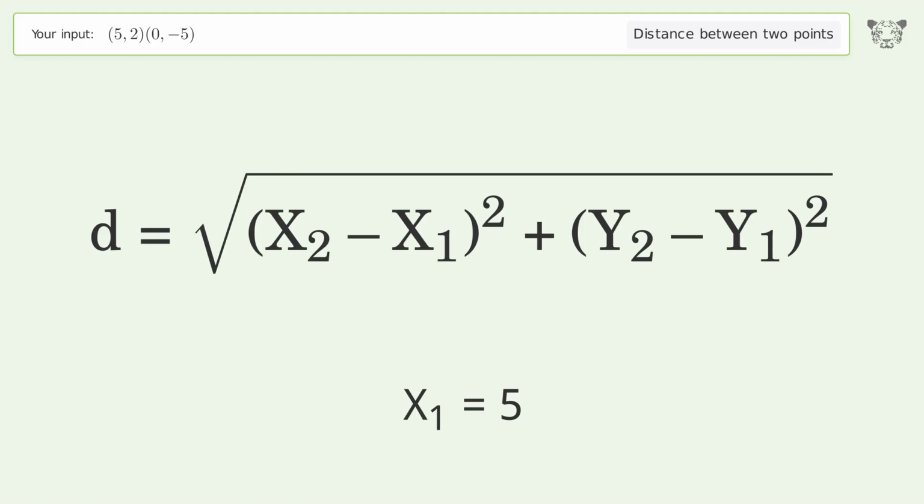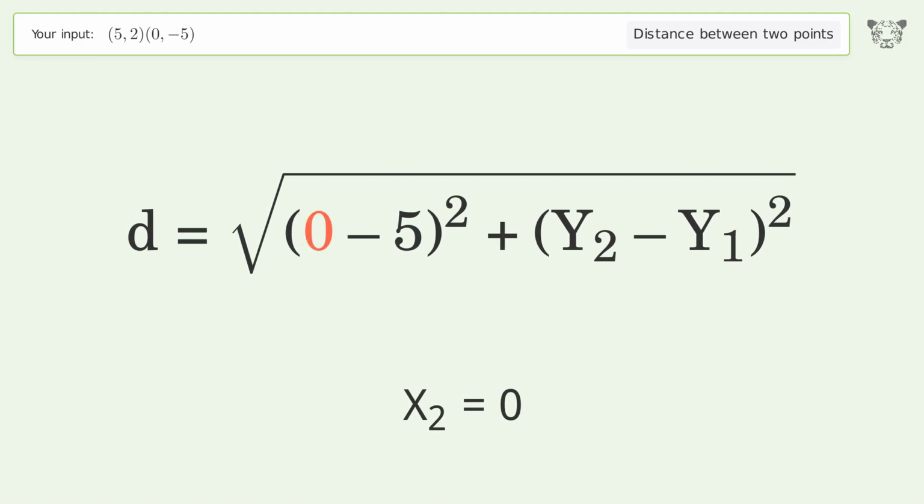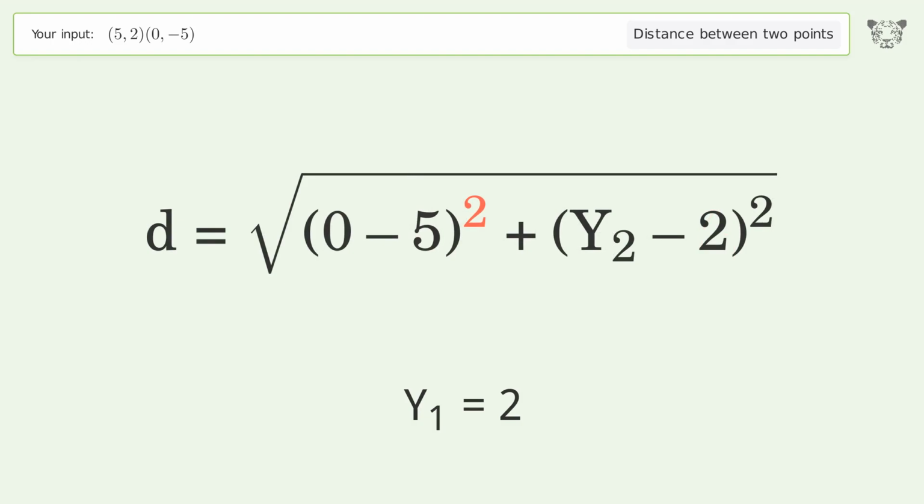x1 equals 5. x2 equals 0. y1 equals 2. y2 equals -5.